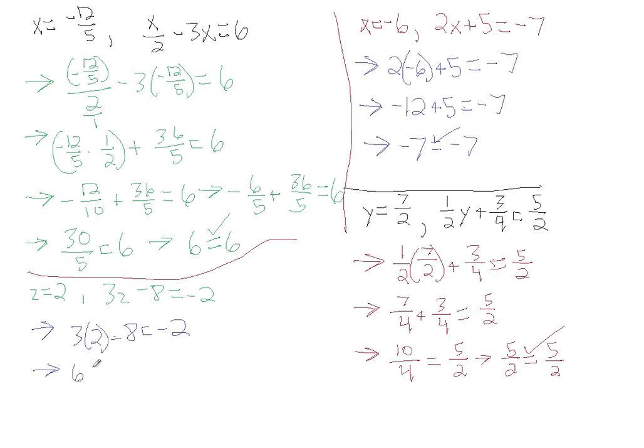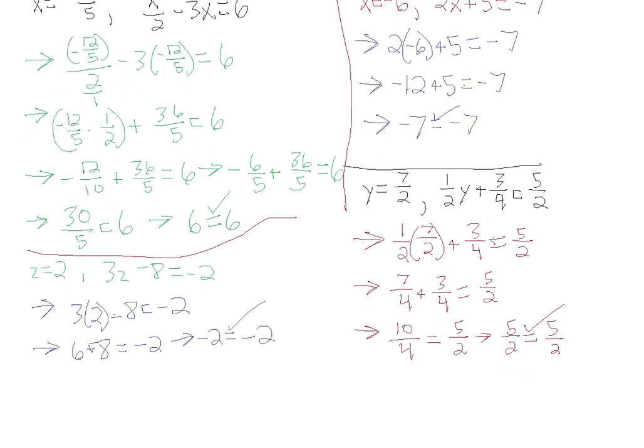3 times 2 is 6. Still have our minus 8 and our minus 2 on the other side. 6 minus 8, or 6 plus a negative 8, is a negative 2. And we have our negative 2 on the other side, and negative 2 equals a negative 2, which means z equals 2 is our valid solution for the given equation.